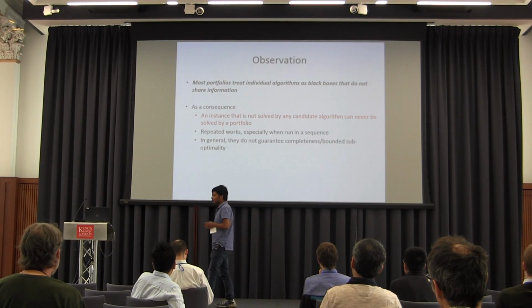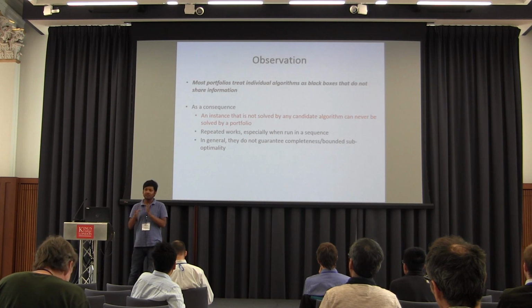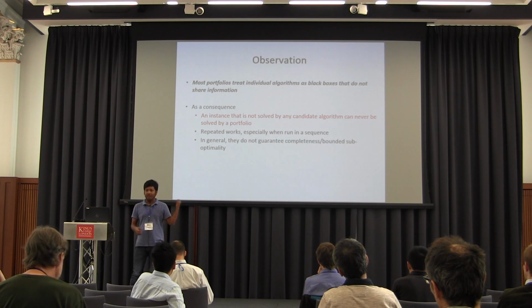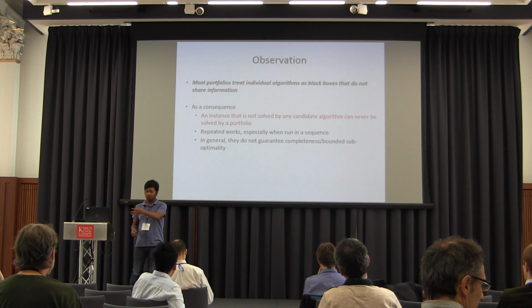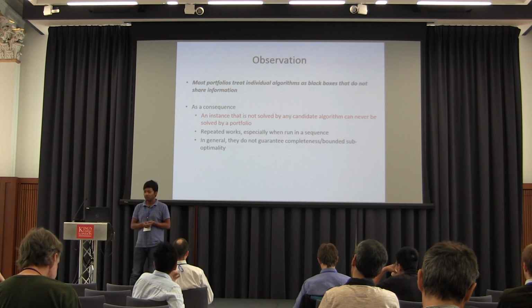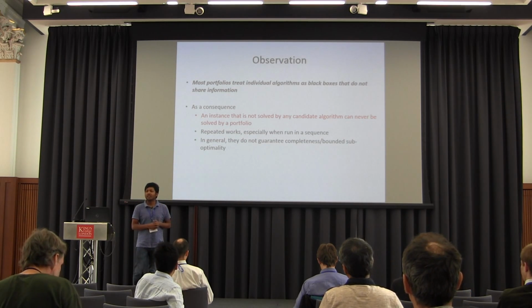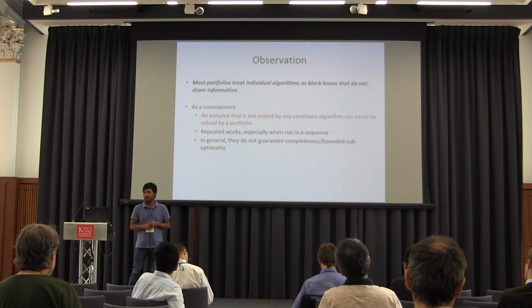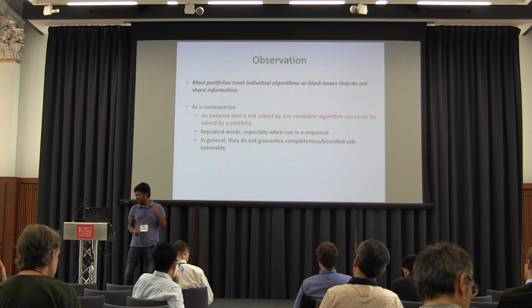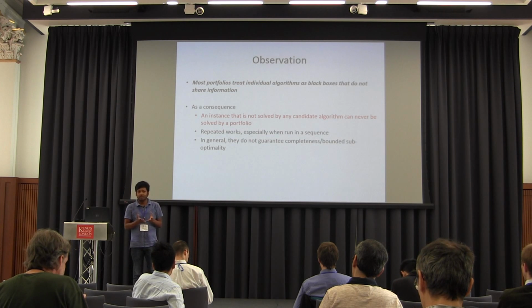What algorithms to use and what subset, how to distribute resources, most of the current portfolio methods treat the individual algorithms as black boxes. So I have an instance of a problem, I throw a bunch of algorithms at that, and if any of them can solve it, we are through. But what happens if none of the algorithms can solve the problem? Portfolios can never solve a problem that is not solved by any of the candidate algorithms. So that is a problem in the sense that we thought, can we do something better?